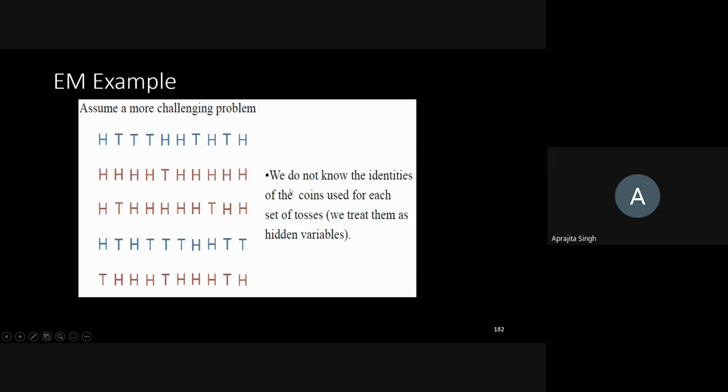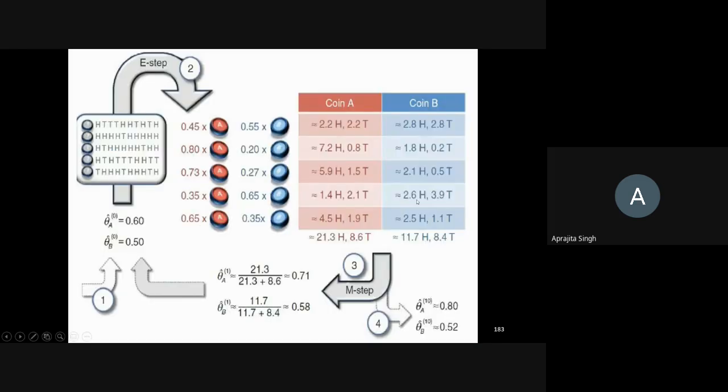So we do not know the identities of the coin used by each set of tosses, and we treat them as hidden variables. So how does it look? This very complicated looking diagram is not that complicated. We'll just look at it one by one. So initially first step, then you have to do the second step. I'll just take a pointer maybe. Okay, this is the first step.